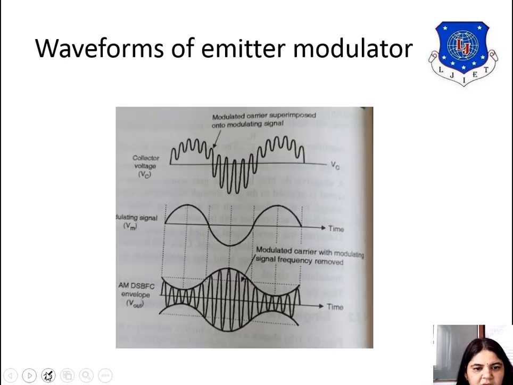So this is the waveform of the amplitude emitter modulator. This is the collector voltage, this is the modulating signal, and it is the envelope of the AM wave. So in the next video we will learn about the medium power AM modulator and the high power AM modulator.